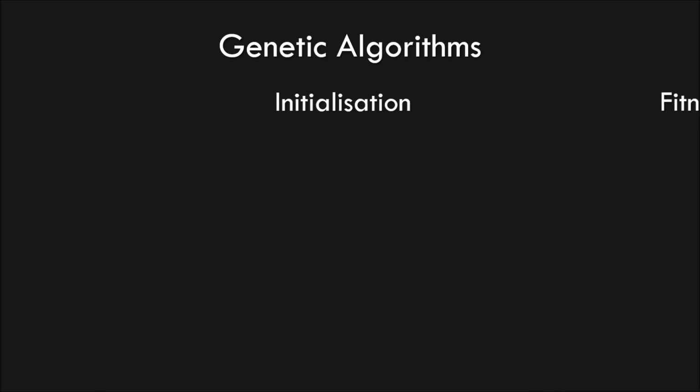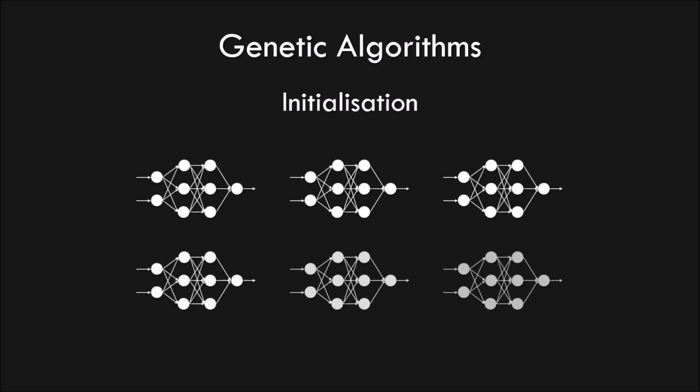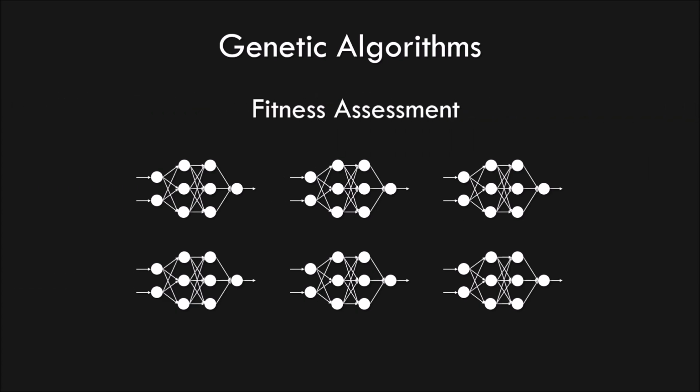Initialization is the first step, which is done only once at the very start of training. It involves generating the initial population of networks to work with, usually each with randomly sampled weights and biases. This starting population is also referred to as the first generation. After this comes fitness assessment, in which each network in the generation is assessed and given a fitness value corresponding to how well they can complete a given task.